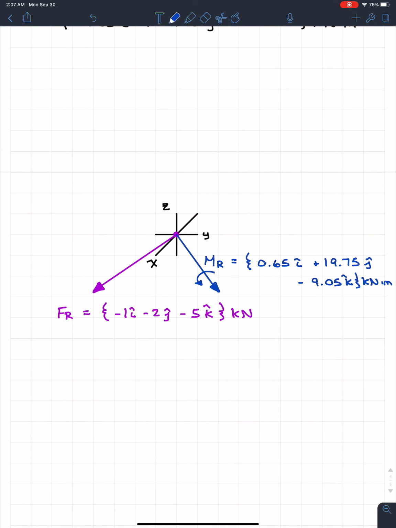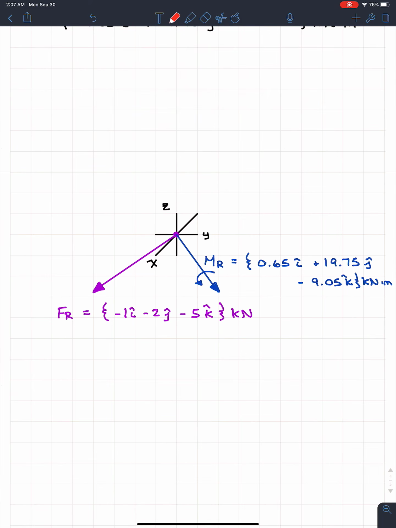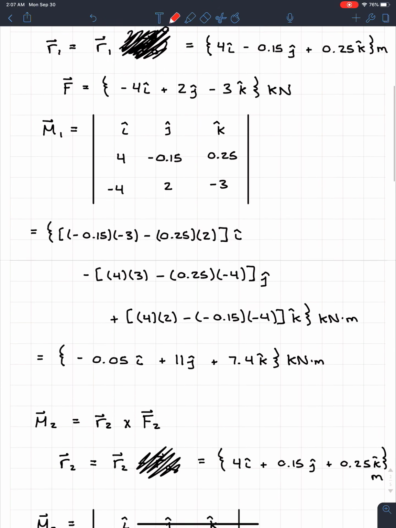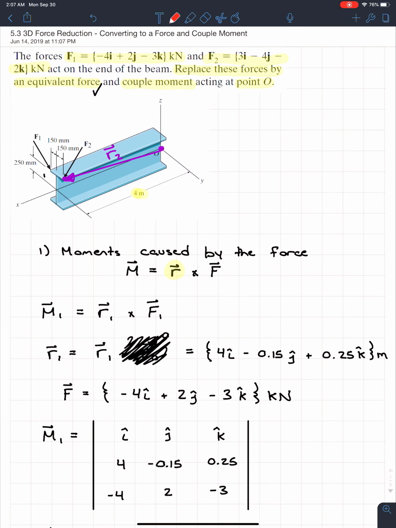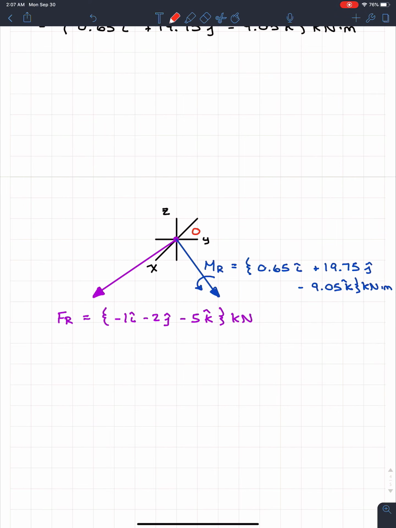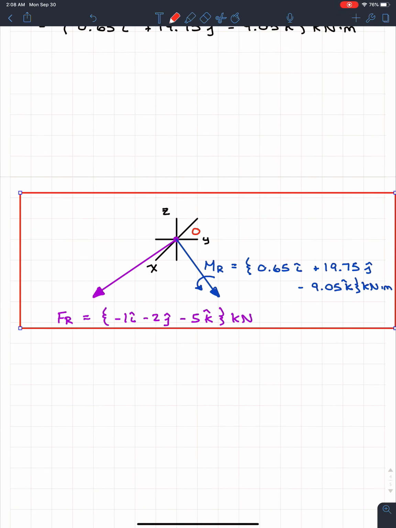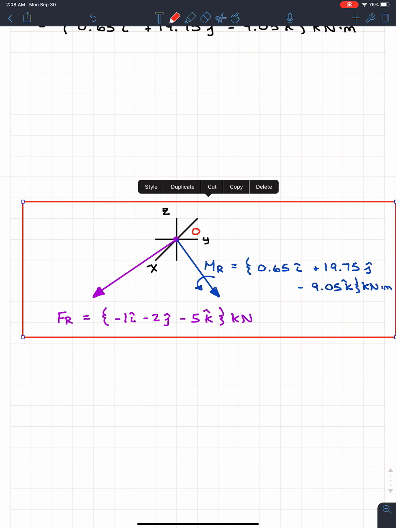So this is basically what we wanted. Oh, and we should probably also put that this is point O. So this is what the question wanted. We took those two forces, F1 and F2, and then we made them into a single force at point O. So moving forward, I'm just going to box this because this is technically my final answer. So this would be a good final answer. This is the first step for the future.